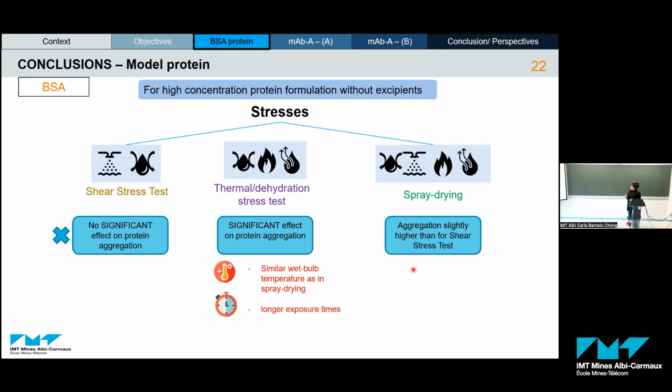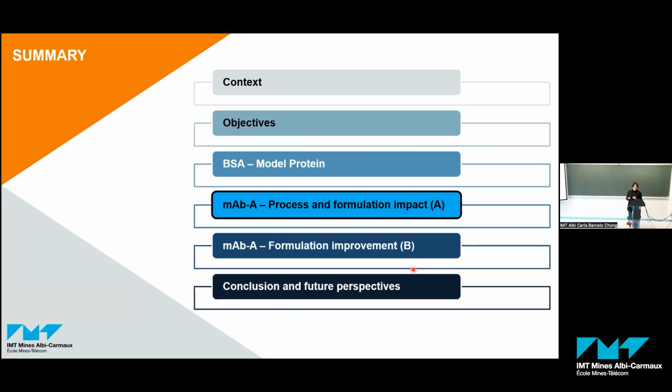The exposure times in spray drying are lower, with a residence time of around 2 seconds in the drying chamber. And now that we studied the model protein in the decoupling of stresses without any excipients, we will pass to the study of our molecule of interest in a formulated solution.